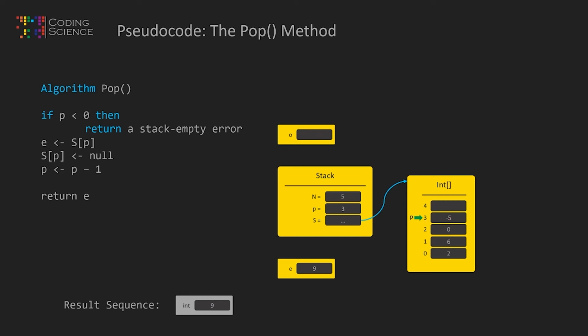Now, if we were going to do that again, this function pop, we would get the same result. And now -5 would be extracted here, and P would be 2. We will retrieve 1. So we'll do the same.